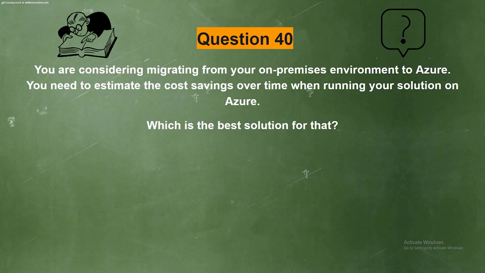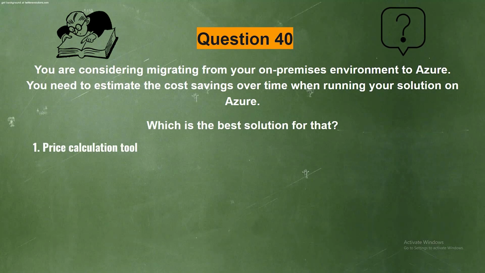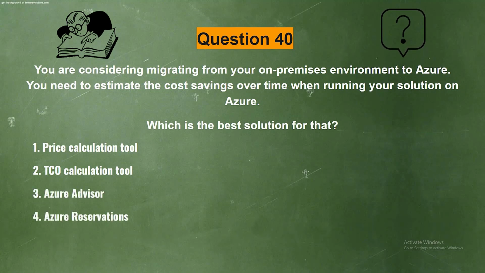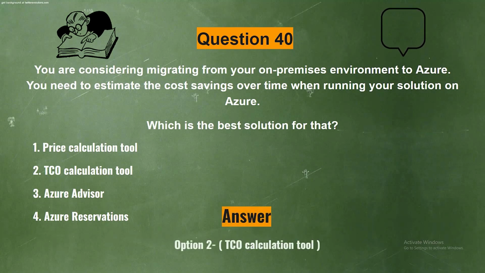Next question. You are considering migrating from your on-premises environment to Azure. You need to estimate the cost savings over time when running your solution on Azure. Which is the best solution for that? And the options are option 1, Price Calculation Tool, option 2, TCO Calculation Tool, option 3, Azure Advisor, option 4, Azure Reservations. And the correct answer is option 2, TCO Calculation Tool.